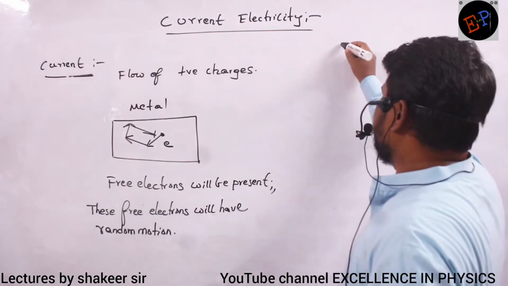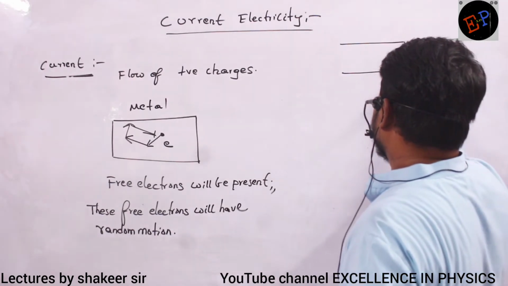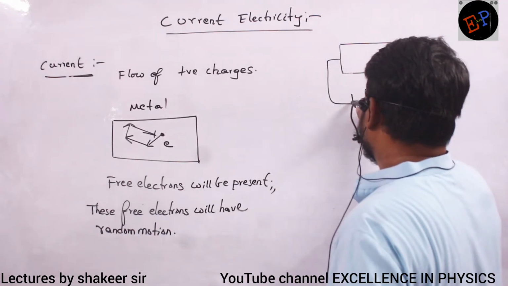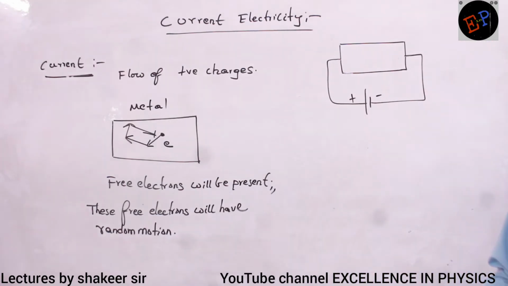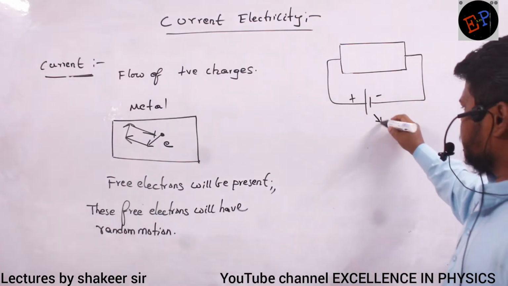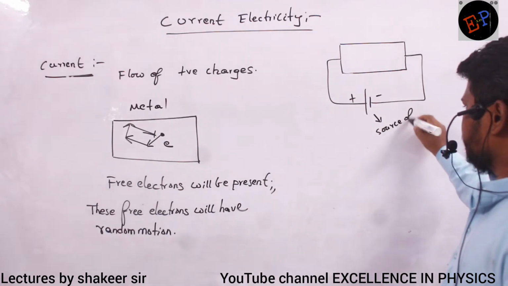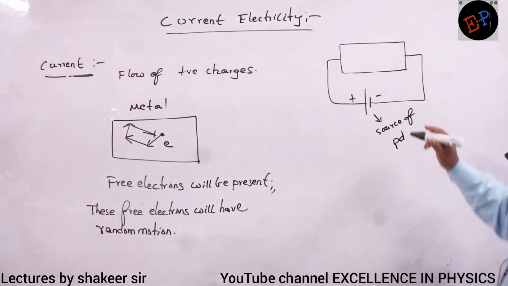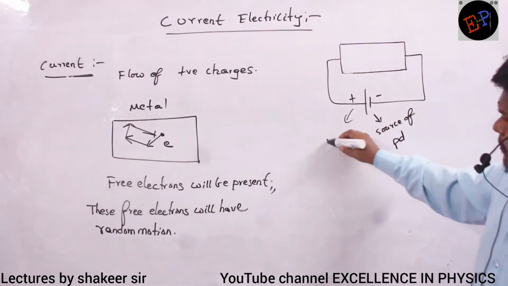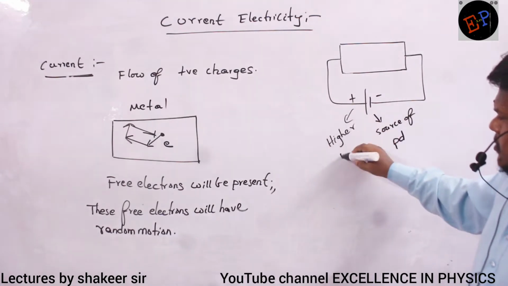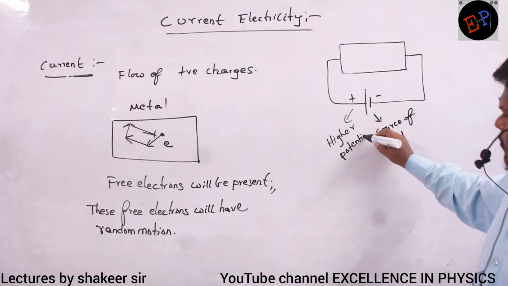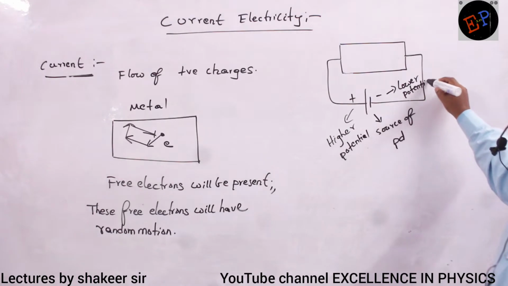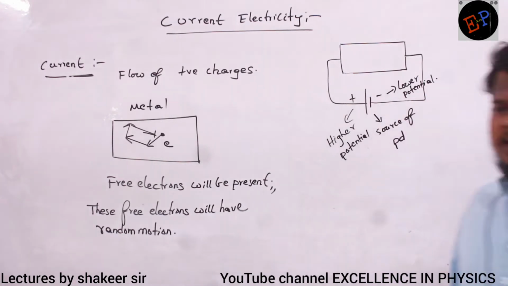See, ma. I take the same conductor. To this conductor, I connect a battery. Okay? What is meant by a battery, ma? Battery means this is a source of potential difference, no? It provides potential difference in the circuit. The positive terminal of the battery is at a higher potential. Clear, no, ma? This is at higher potential. And what about the negative terminal? This is at a lower potential. Okay? So positive potential and negative potential.